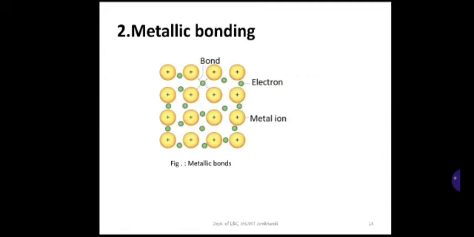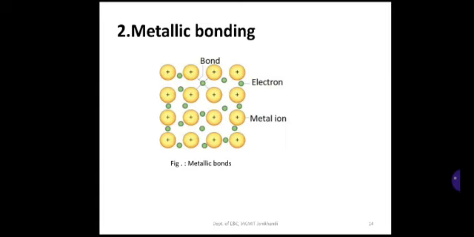The second one is metallic bonding. The figure shows metallic bonds. In a metal atom, the outer electronic shell is only partially filled. You can consider any metal, the outer electronic shell is partially filled, not completely filled, usually by not more than 3 electrons. So in the outermost orbit, not more than 3 electrons are present in the metal atom.